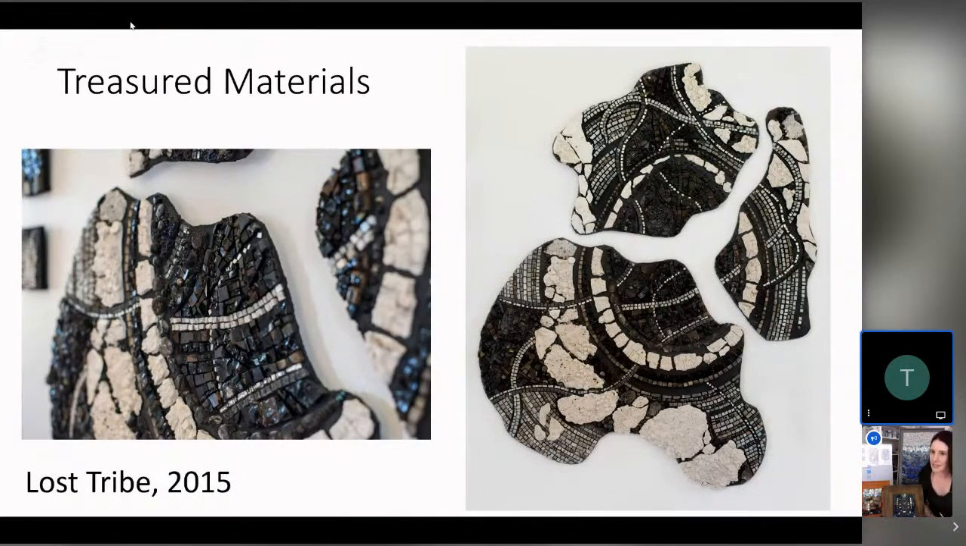So again, this is a mixed media mosaic, and it relates very much to this treasure example, which is the third example. And I do talk about this work a little bit more in the course Salvaged Treasure.